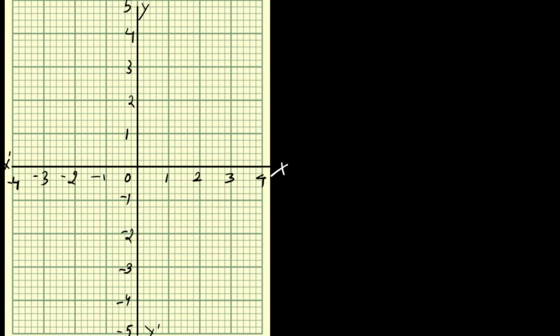First point A is (0, 4). So x value is 0. That means at 0 you have to keep going straight up till 4, because it is on the y-axis. So (0, 4). That means the point lies on the y-axis, since the x value is 0.